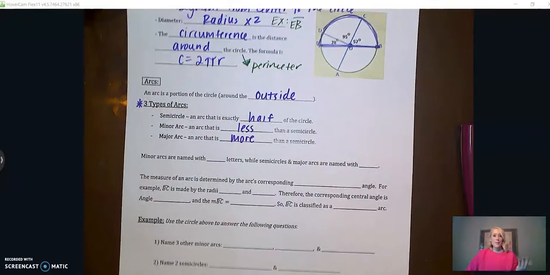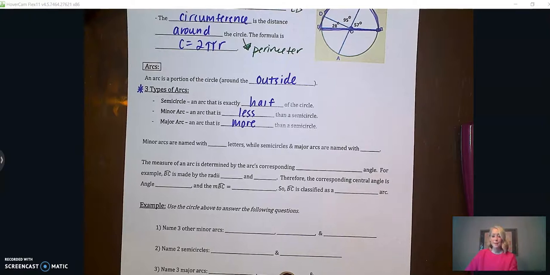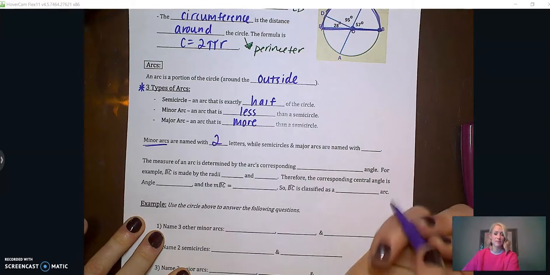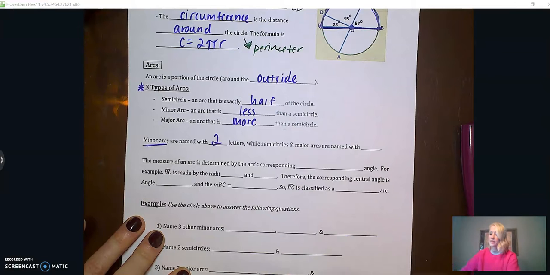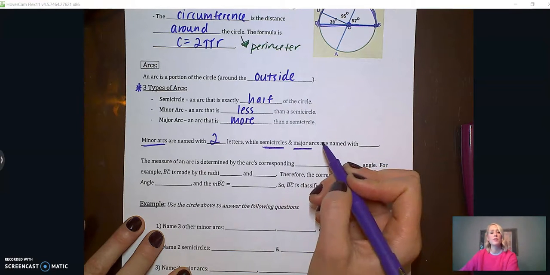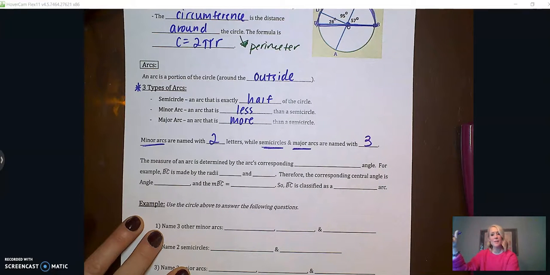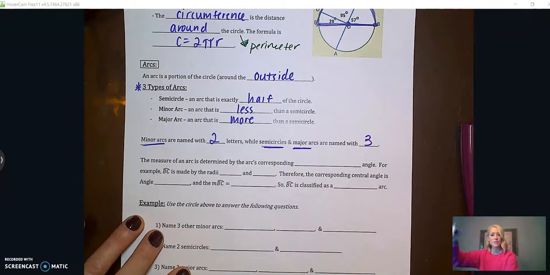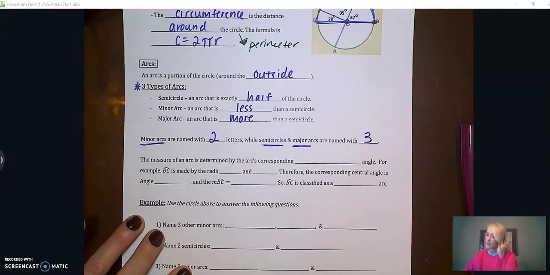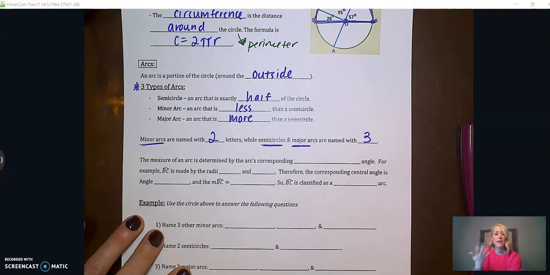Now, naming, here we go again. How you name arcs is important. To name a minor arc, you use just 2 letters, like where you started, where you stopped. To name a semicircle or a major arc, we're going to use 3 letters. It's the start and stop, and then that middle letter kind of tells you which direction to go to connect them. That's kind of how I think of it. So that's what an arc is.